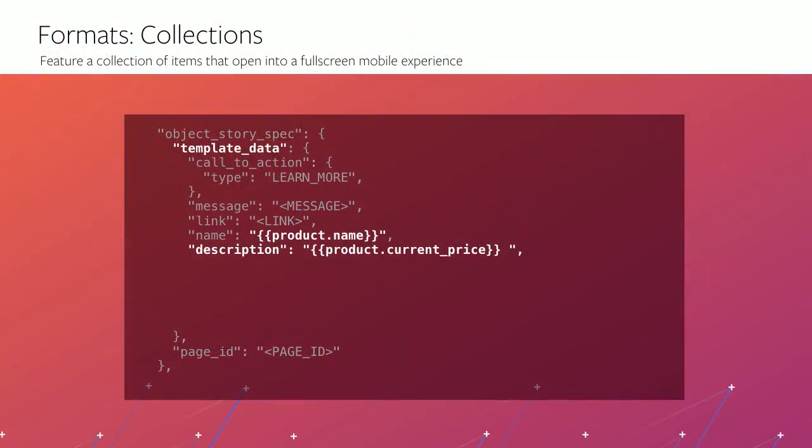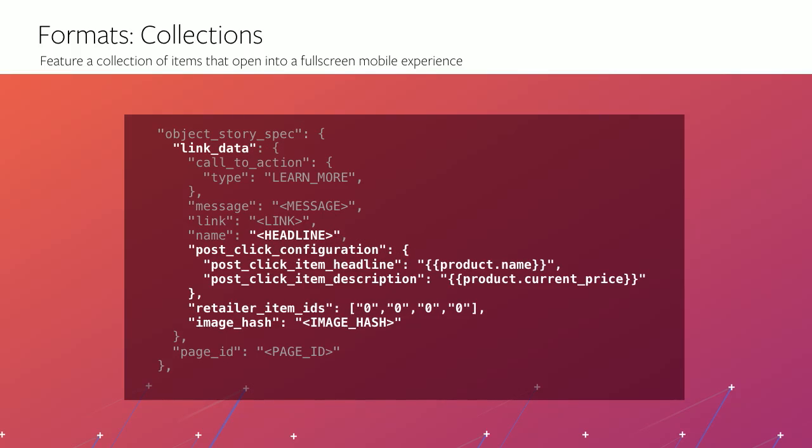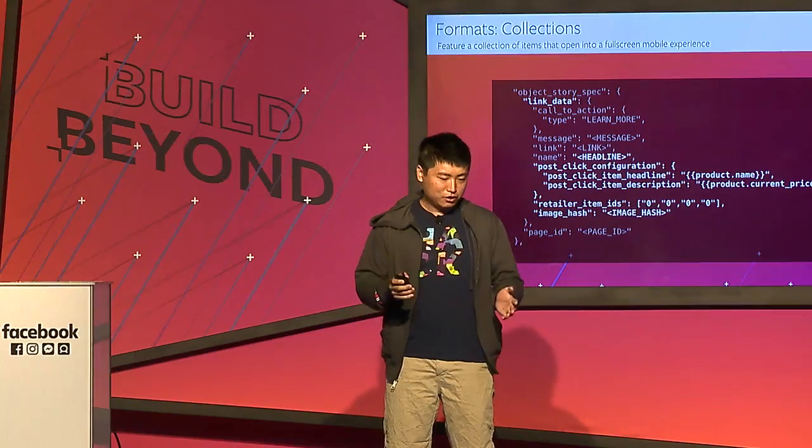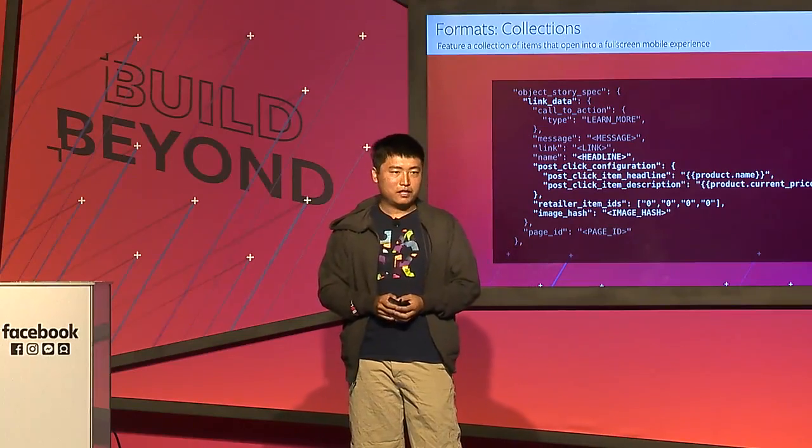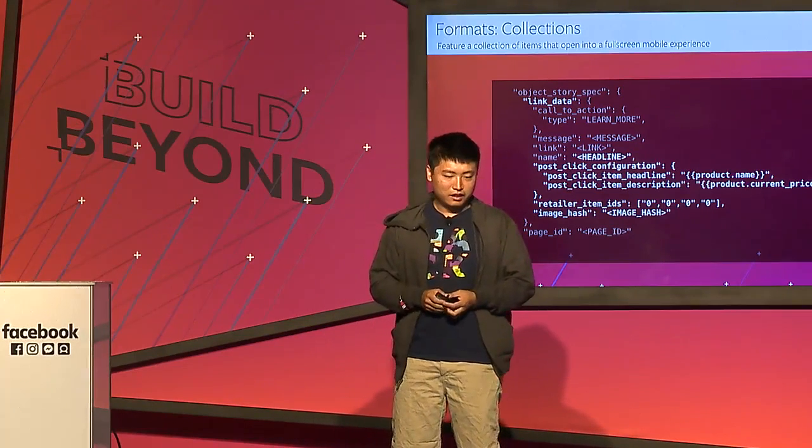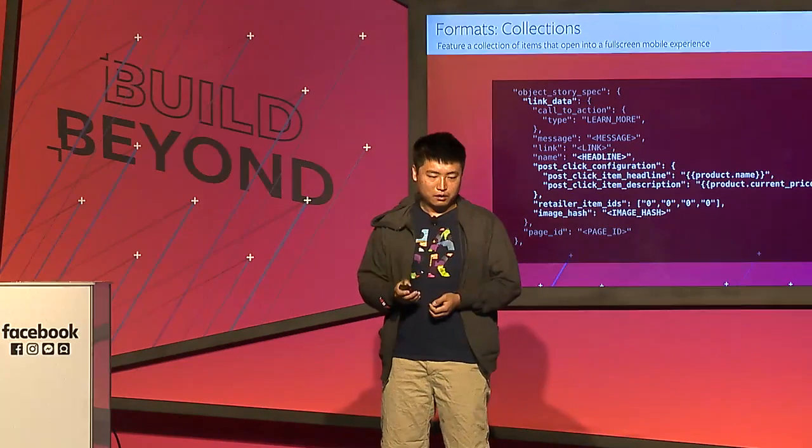Again, enabling this is really easy. You just start with your current template data, and you make a couple changes to it. Voila, you choose a hero image or a video. That's pretty much the hard part here. And everything else is taken care of automatically.